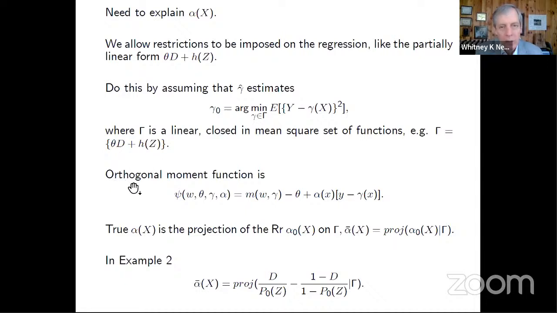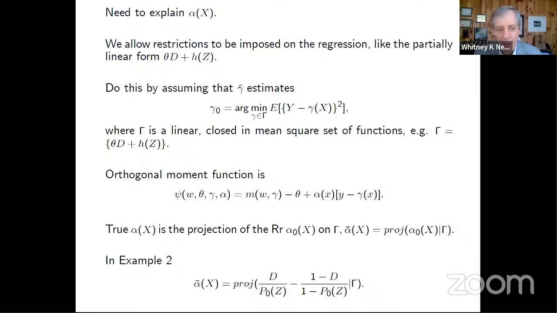So here's the orthogonal moment function then. It's going to be this m of w, gamma minus theta. The true alpha naught is actually going to be the projection of the Riesz representer on the restricted set. I know this is quite a bit more complicated than what we've done before, but it's extremely useful.